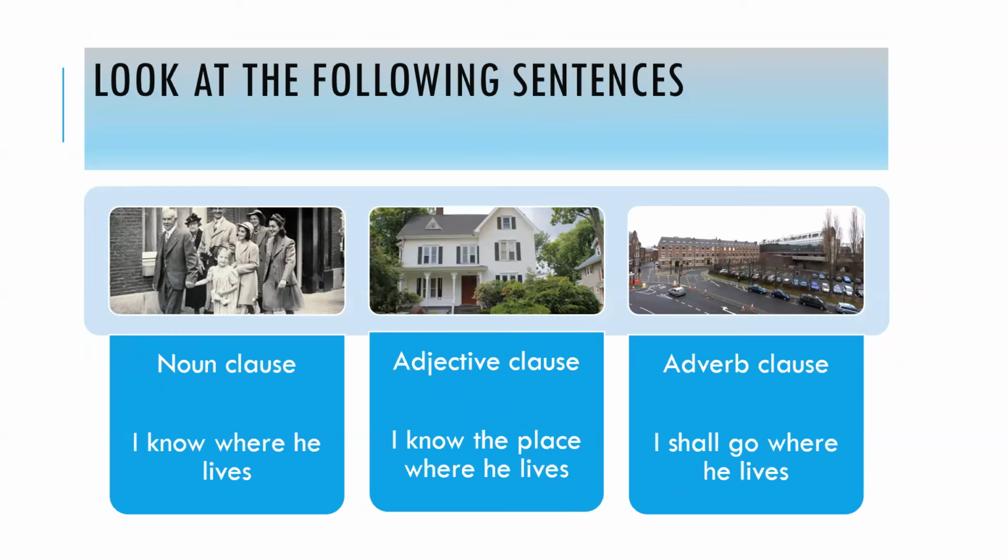Look at the following sentences. I know where he lives. Look at the picture there. This is a noun clause. Look at the picture of the house. I know the place where he lives. So it is called an adjective clause. Look at the picture of the traveling. I shall go where he lives. This is called an adverb clause.